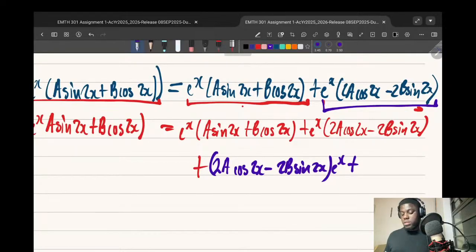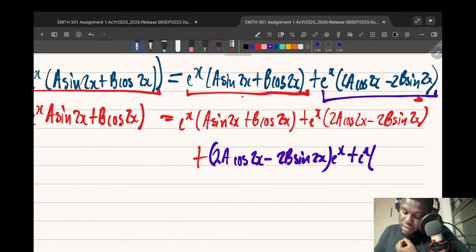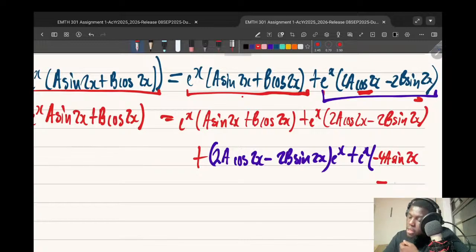Plus, now what do you bring? The first one as it is, e to the x, then multiply by the derivative of the second. We differentiate cos, it gives us negative sine. So cos 2x would give us negative 2 sine 2x, but that negative 2 multiplies this 2a, and it becomes negative 4a sine 2x. Then minus, here we have 2b sine 2x. Sine 2x gives 2 cos 2x, and multiplying by that 2, it becomes negative 4b cos 2x.